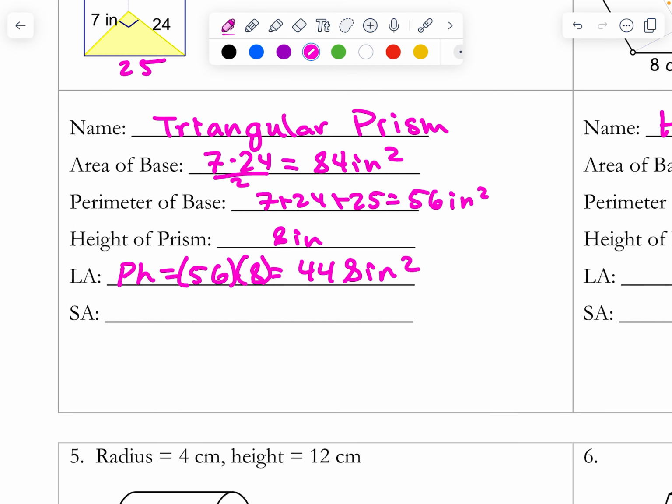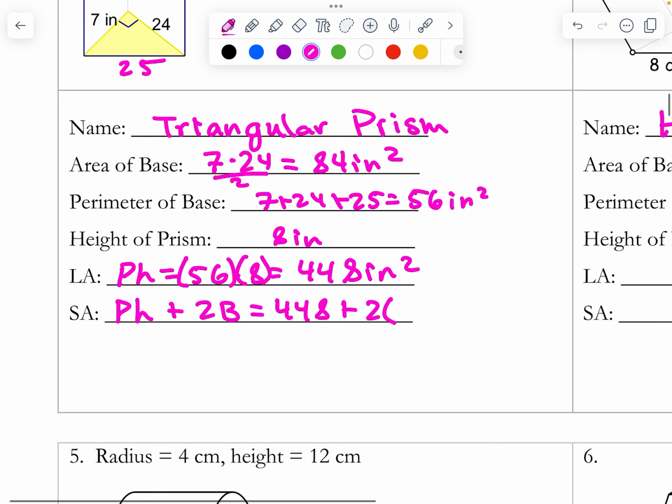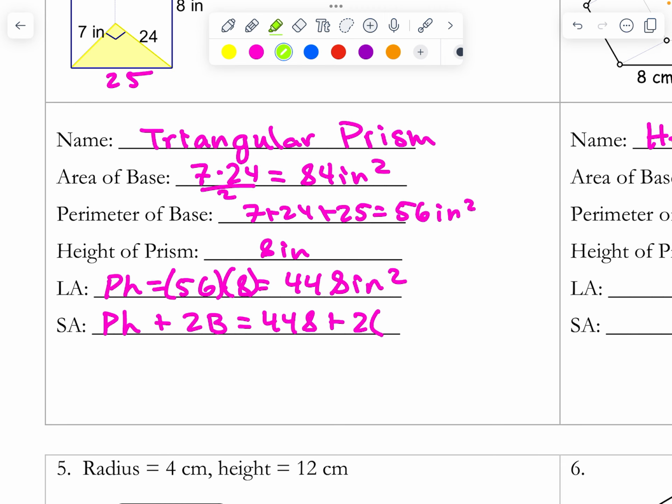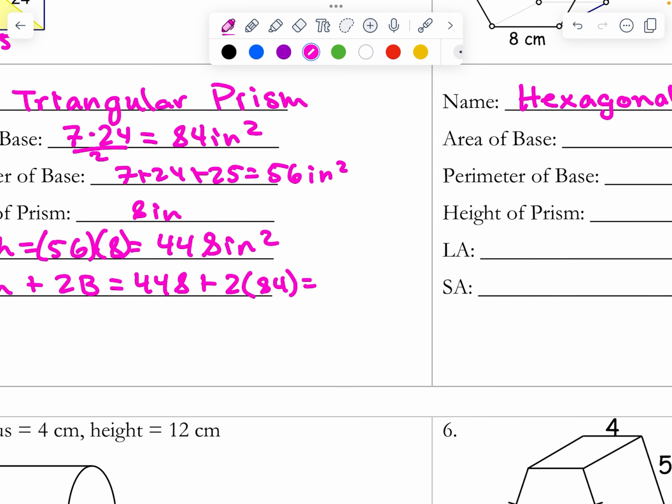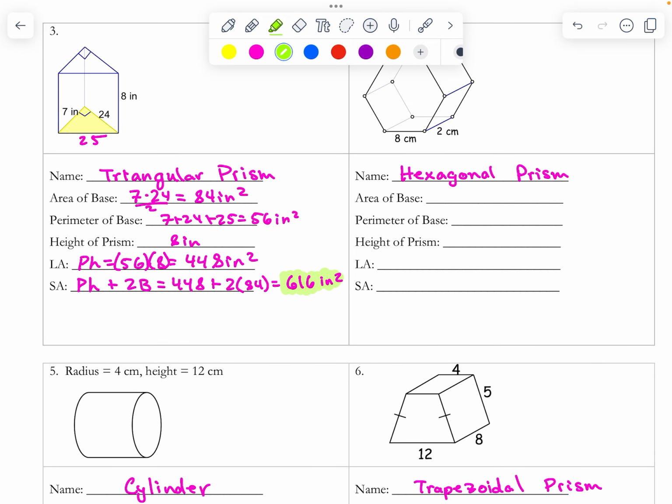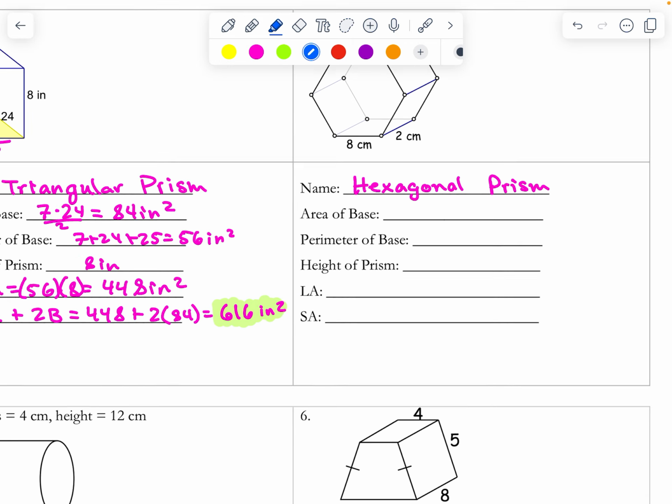Now the surface area, remember, is going to be your lateral area plus your two bases, the one on top and the one at the bottom. So this is going to be 448 plus 2 times my base, which the area of my base was 84. So 2 times 84, which means that I do 448 plus 168, which is 616 inches squared. And that's it. We got it.